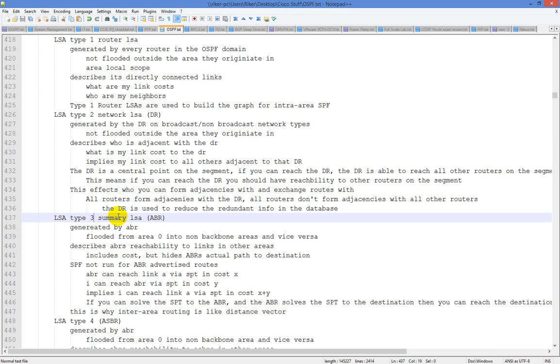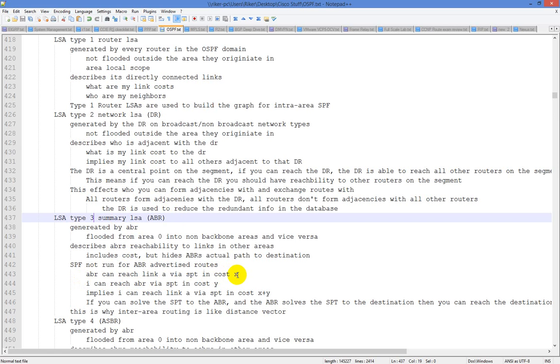Now, it says SPF not run for ABR advertised routes, and the reason for this is because the ABR can reach link A via SPT cost X. So the idea is, if you are trying to recurse to the ABR with a particular cost, I can reach the ABR via cost Y, or the ABR could reach link A via SPT and cost X. So this is the ABR being able to reach the destination. This is you being able to reach the ABR at a particular cost.